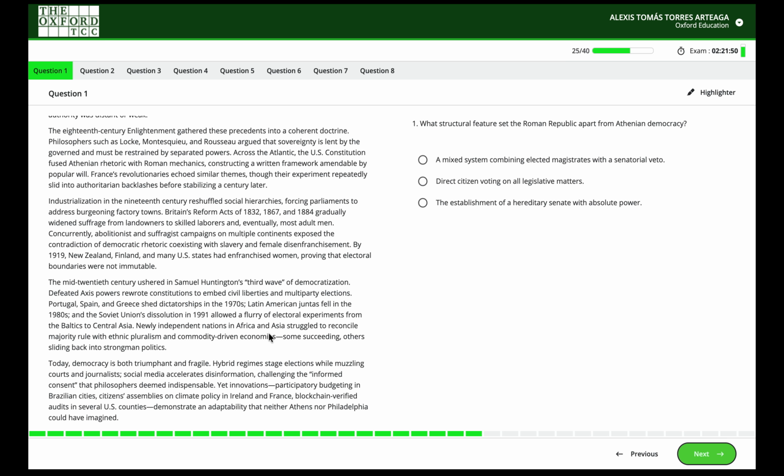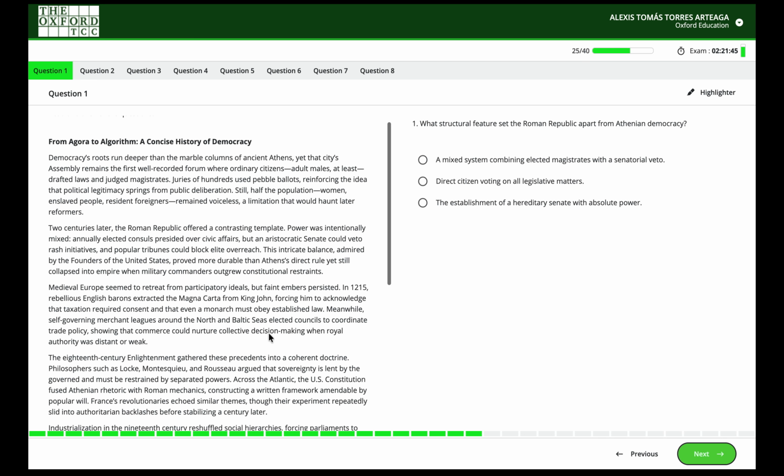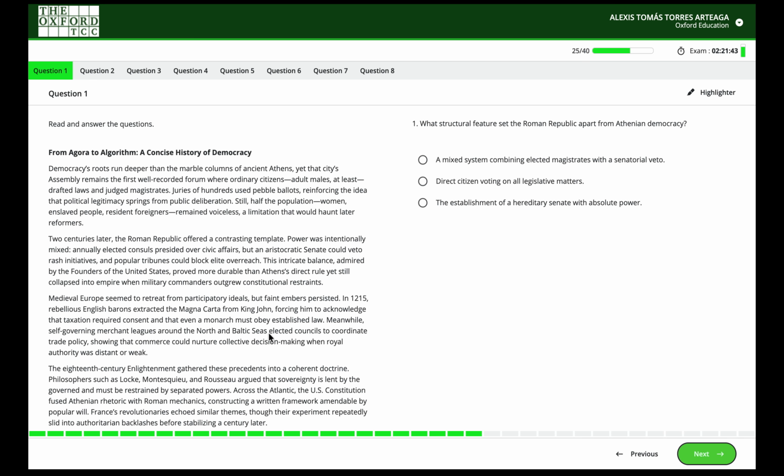The 18th century Enlightenment gathered these precedents into a coherent doctrine. Philosophers such as Locke, Montesquieu, and Rousseau argued that sovereignty is lent by the governed and must be restrained by separated powers. Across the Atlantic, the U.S. Constitution fused Athenian rhetoric with Roman mechanics, constructing a written framework amenable to popular will. France's revolutionaries echoed similar themes, though their experiment repeatedly slid into authoritarian backlashes before stabilizing a century later.